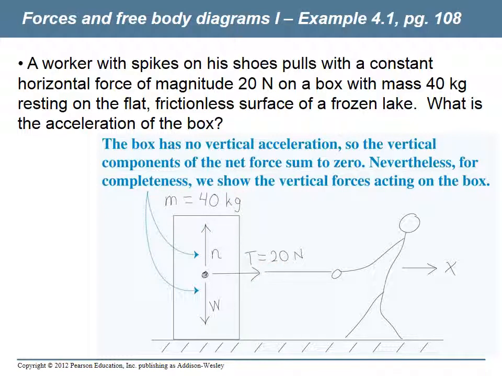So the forces in the x direction is 20. That's the only one here. It's a positive 20 if I call positive to the right. So 20 is equal to 40 a_x, actually. So acceleration in the x direction, 20 equals 40 a_x. So acceleration in the x direction would be 20 divided by 40, or 0.5 meters per second squared.